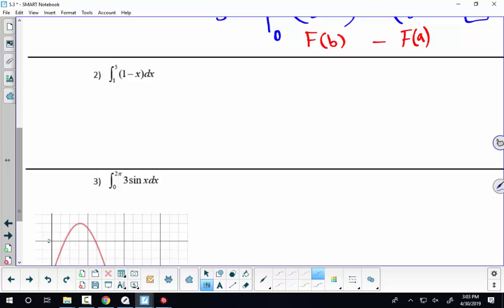So we find the antiderivative first. What's the antiderivative of 1 minus x? X minus x squared over 2. Right. Antiderivative of 1 is x. Antiderivative of x is x squared over 2. And we're evaluating from 1 to 5. So at this point in 5.3, if you don't remember your antiderivatives, you've got to go back and review those.